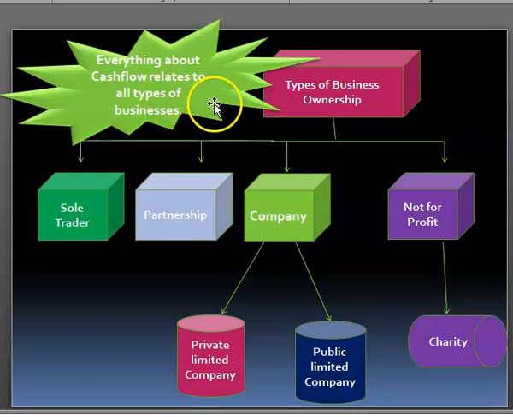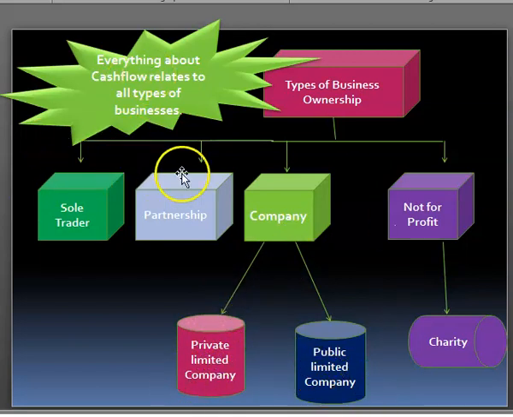And the next one I want to talk to you about is this. Everything about cash flow relates to all types of businesses. Whatever business you're doing, either you are a sole trader. Remember, I've taught you about sole trader, partnership, company. I've not taught you about not for profit company, but I will do that because there's nothing much about that. A not for profit organization is only a charity organization. So company is divided into either private limited company or public limited company.